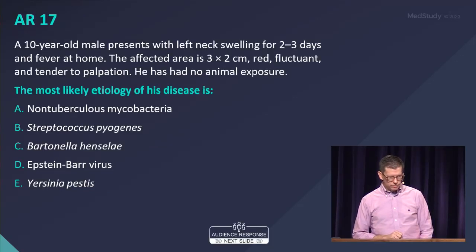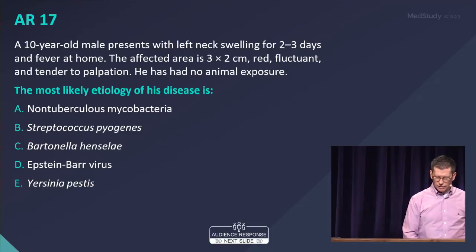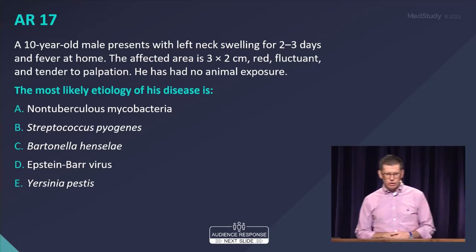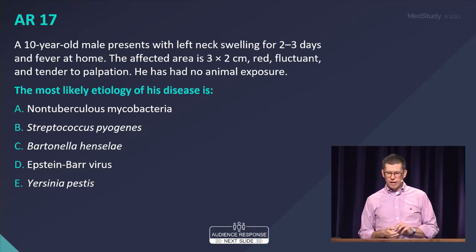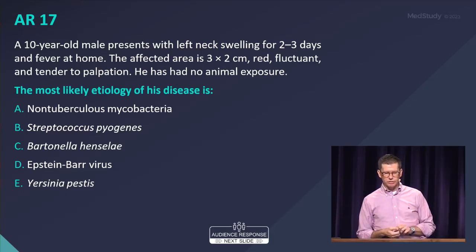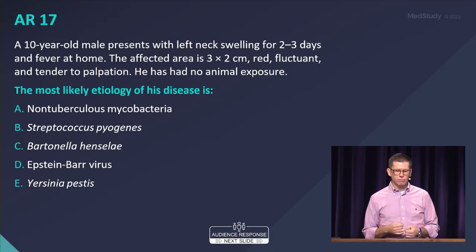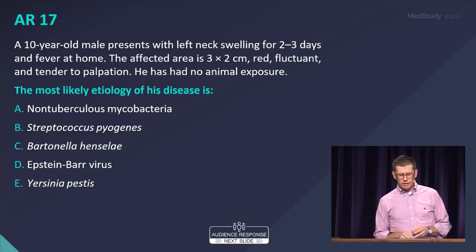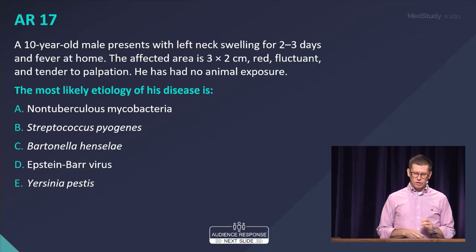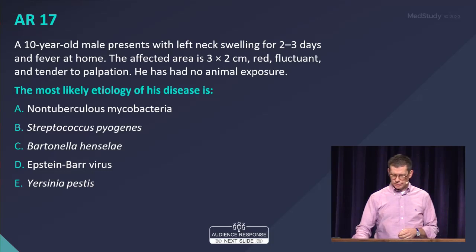All right. Question 17. A 10-year-old male presents with left neck swelling for 2 to 3 days and fever at home. The affected area is 3 by 2 centimeters, red, fluctuant, and tender to palpation. He has had no animal exposure. The most likely etiology of his disease is A, nontuberculous mycobacterium, B, strep pyogenes or group A strep, C, Bartonella henselae, D, Epstein-Barr virus, or E, Yersinia pestis.